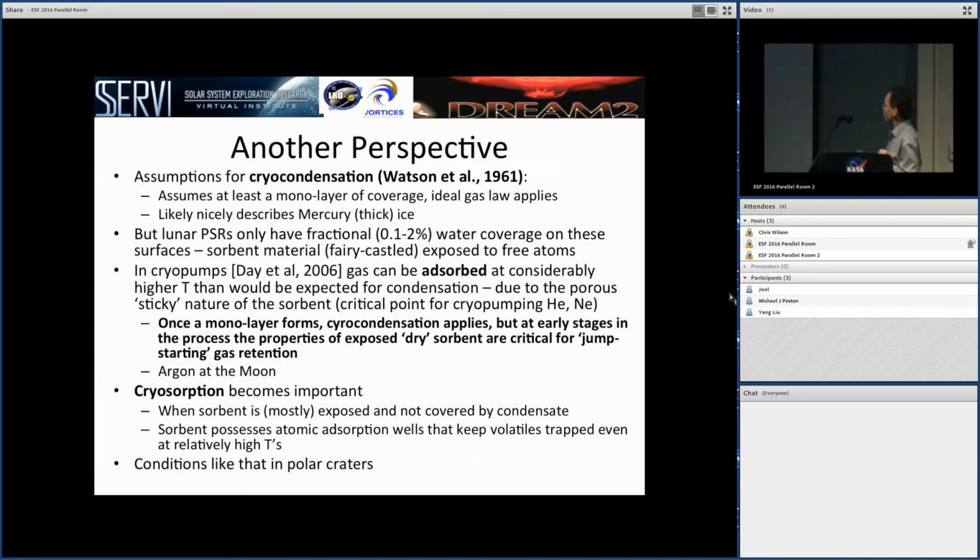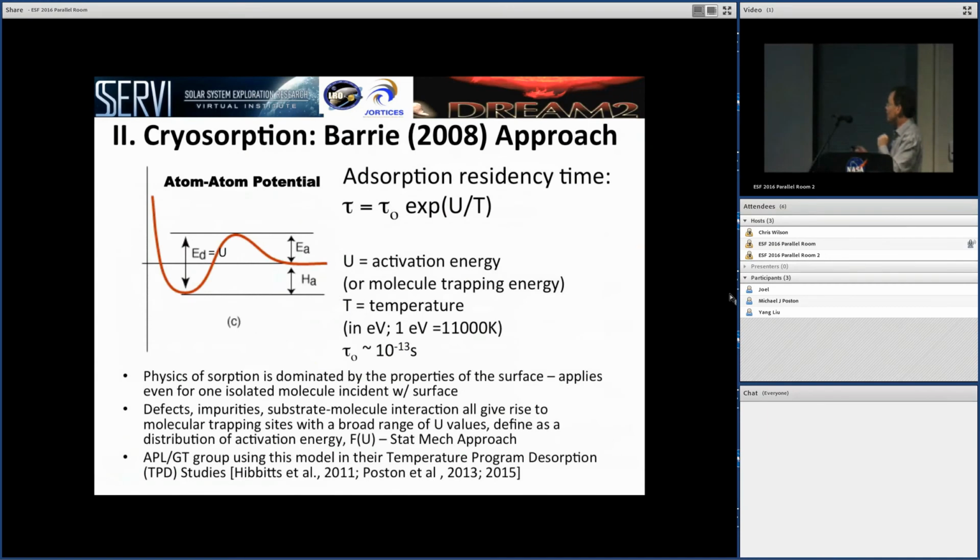And we know that, for example, in cryo pumps, you have a cryoabsorption process where you actually suck the gas molecules right out of the gas long before you actually get a condensation. And it's a function of how sticky the sorbent material is. So we're thinking that maybe this is what's going on in these lunar polar craters. That basically the sorbent is mostly exposed, and these sorbents have high trapping potentials, little pockets that can trap an incoming molecule. And this picture is different from the cryocondensation picture.